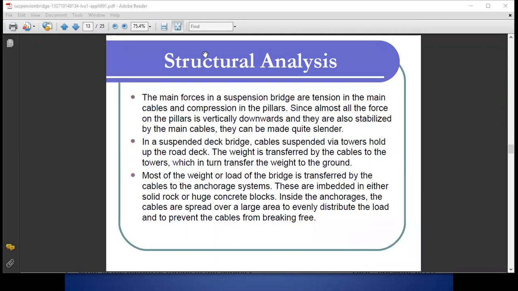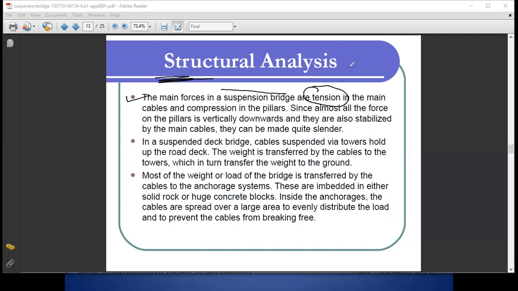Okay, so next is the structural analysis of the suspension bridge. The main force in the case of suspension cables is nothing but the tension, because a cable is one type of tension member which is predominant to carry the tension.